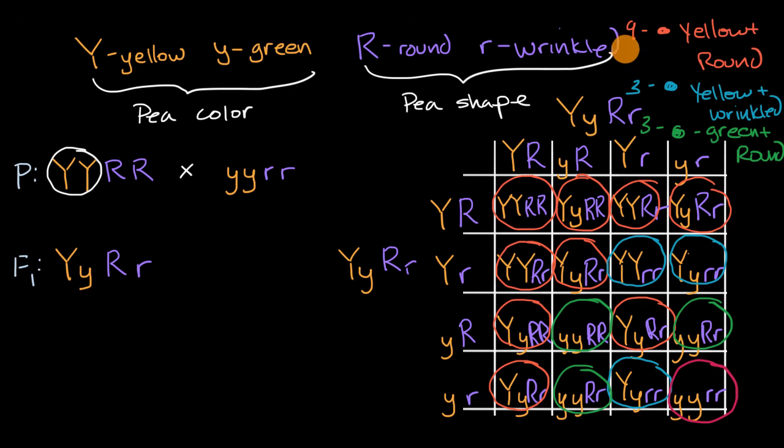Now, you're unlikely to get exactly a 9 to 3 to 3 to 1 ratio. It's all probabilistic. Every one of these 16 scenarios is equally likely. So you would expect this 9 to 3 to 3 to 1 ratio, but you're not always going to get that exact ratio. You'll probably get something close to it.